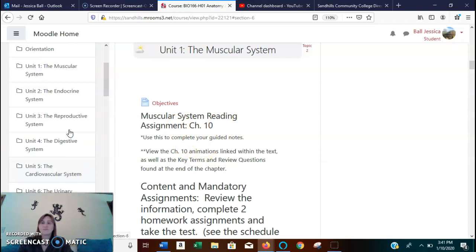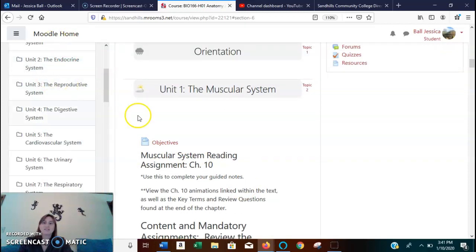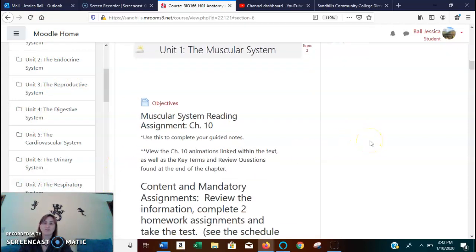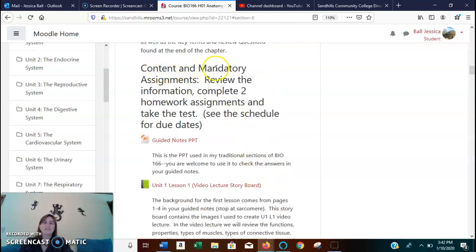So there's 7 body systems we go through, and I've organized them into these little folders. Every single one of them has the same layout, so it doesn't confuse you. So let's go through those layouts. I always have the objectives first, a little summary of what's to come. For example, it says content and mandatory assignments. Review the information, complete 2 homework assignments, and take the test. See the schedule for due dates. That means the schedule of assignments.